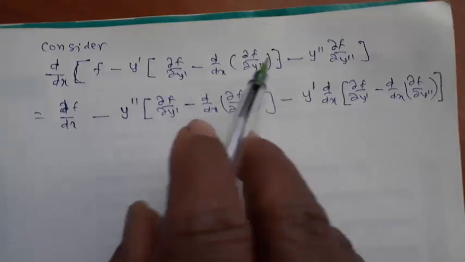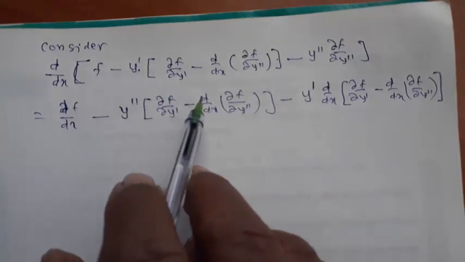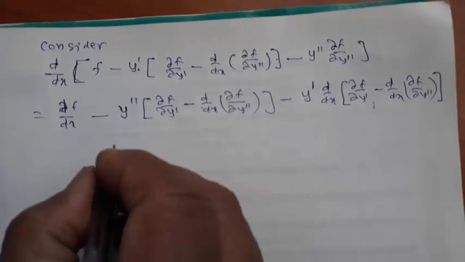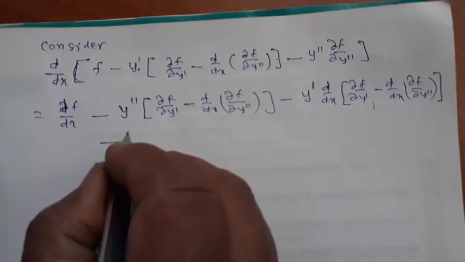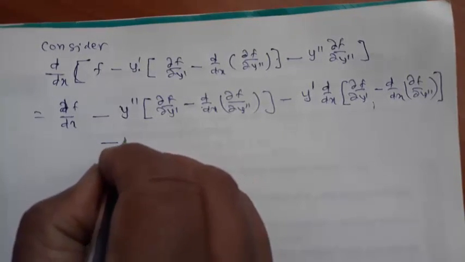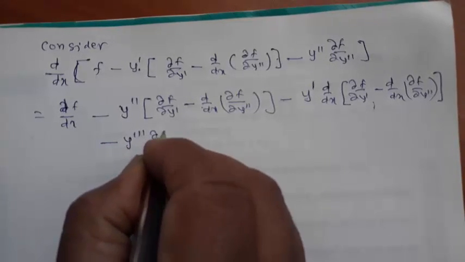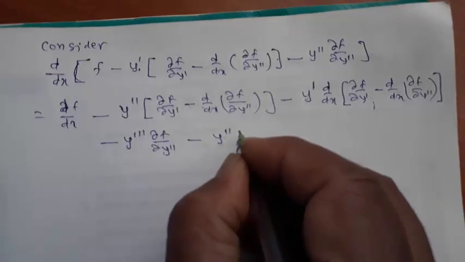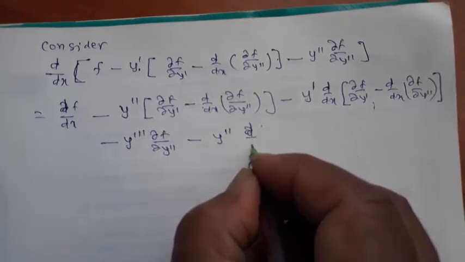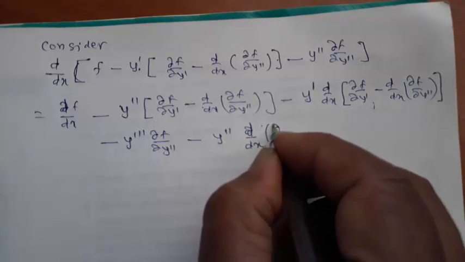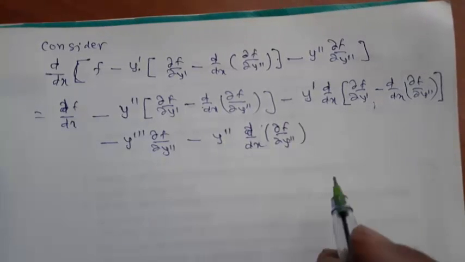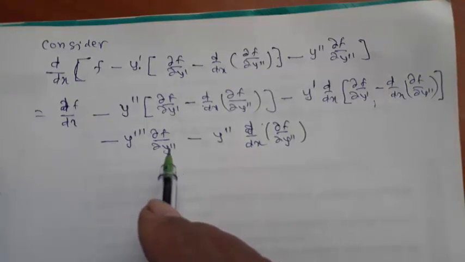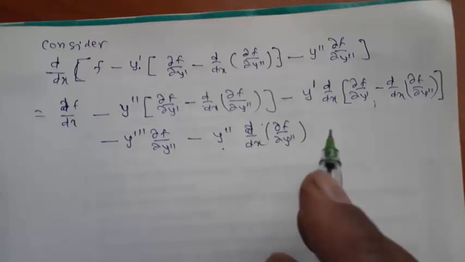Here we have used the UV rule, derivative of u into v as it is plus u as it is into derivative of v, minus y triple dash dou f by dou y double dash minus y double dash into d by dx of dou f by dou y double dash. Here we have the product rule, derivative of u into v as it is plus u as it is into derivative of v.